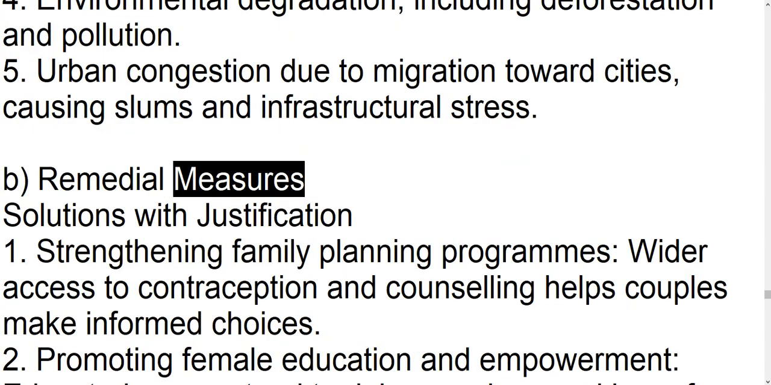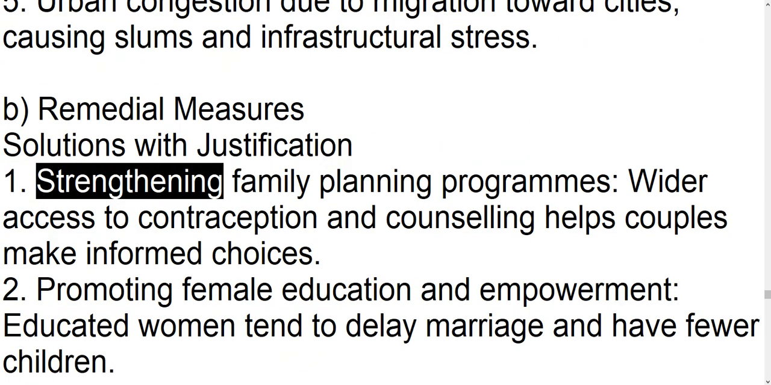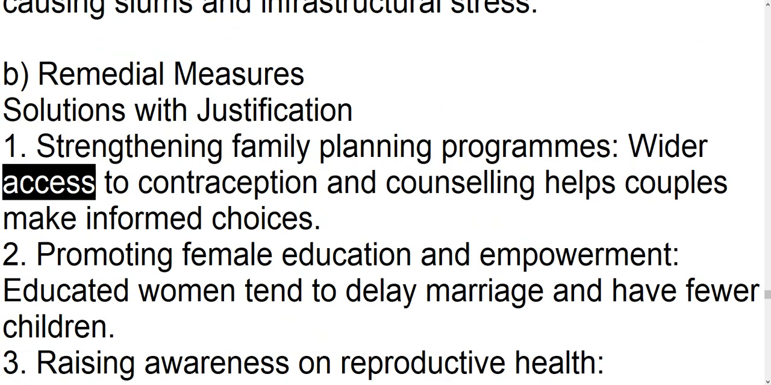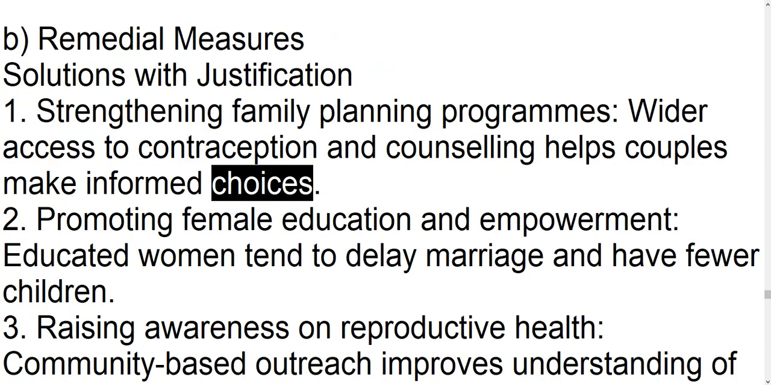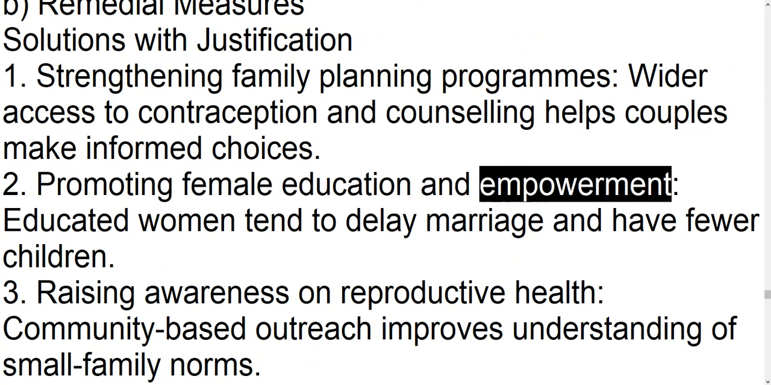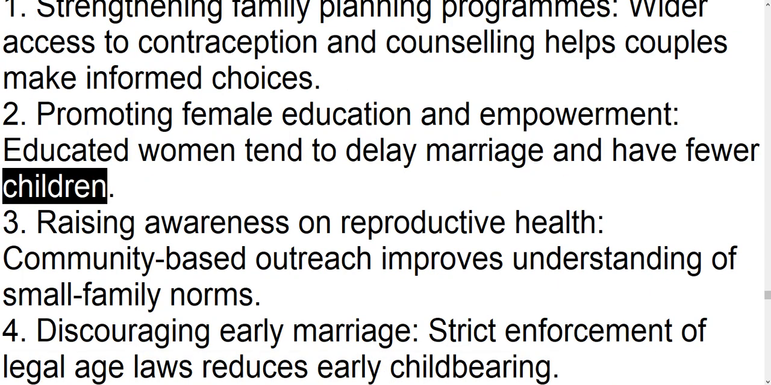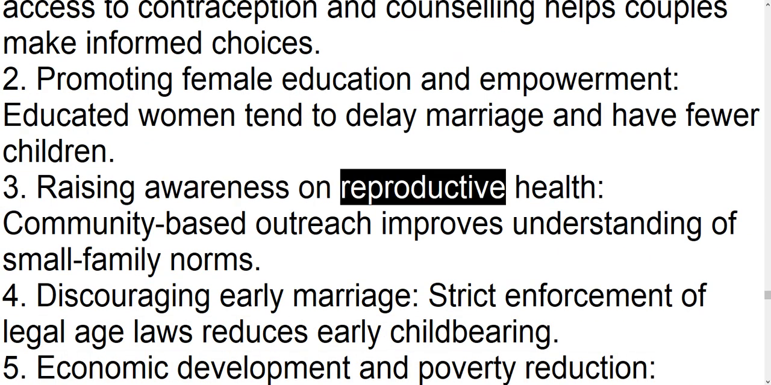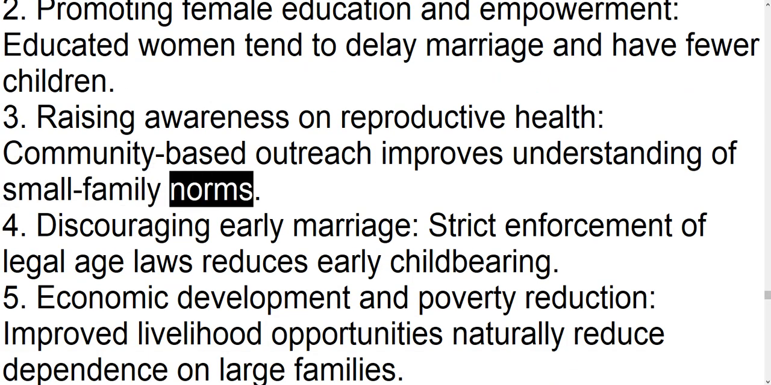B. Remedial measures. Solutions with justification. 1. Strengthening family planning programs. Wider access to contraception and counseling helps couples make informed choices. 2. Promoting female education and empowerment. Educated women tend to delay marriage and have fewer children. 3. Raising awareness on reproductive health. Community-based outreach improves understanding of small family norms.